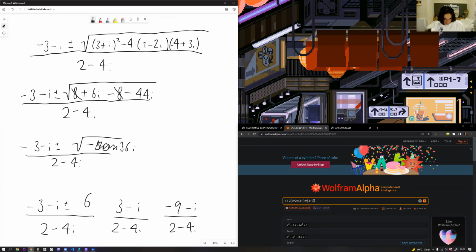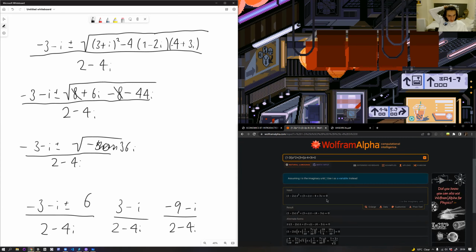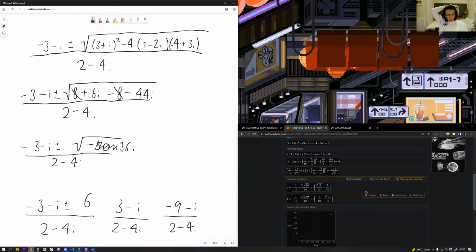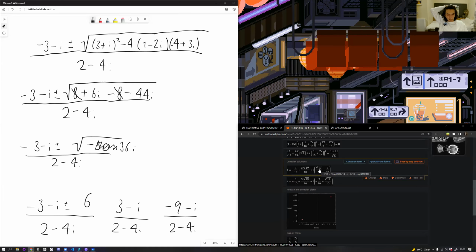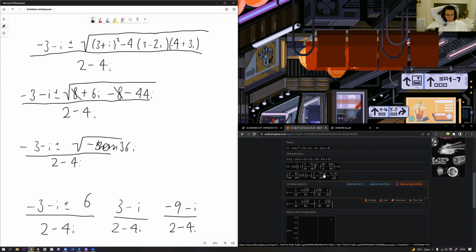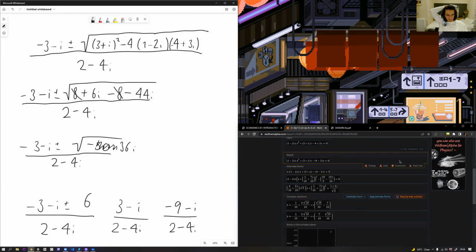Nope, that equals 0. Now, does it work? Okay, it seems to have done it. Does it give roots? Oh my god, that's disgusting. That can't be it, right? I feel like I've missed something here.